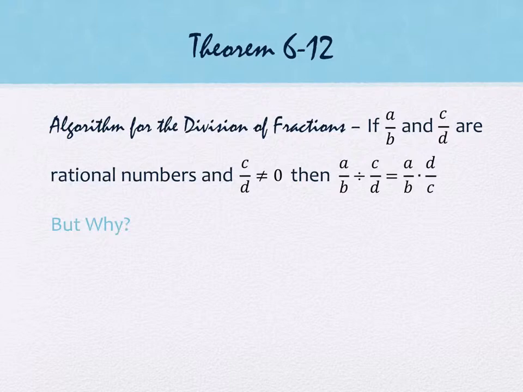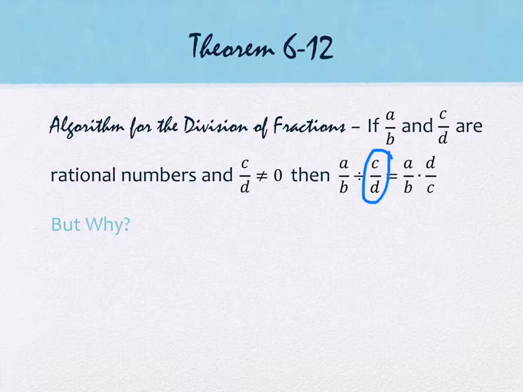Now, in reality, when we're working with them, we'd like to know how we go about actually doing the process of division. That's what this theorem's talking about. This is the algorithm, or the process by which we do division of fractions. If we have a over b and c over d and they're rational numbers, and c over d is not 0, then a over b divided by c over d is the same as a over b times d over c.